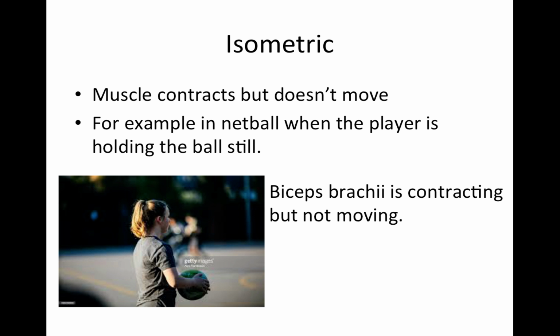Isometric contraction is where the muscle contracts but doesn't move or change in length. For example, in netball, when the player is holding the ball still, they are static, so their biceps brachii aren't moving. However, they are contracting to keep the arm bent while holding the ball and to stop the arm from straightening.